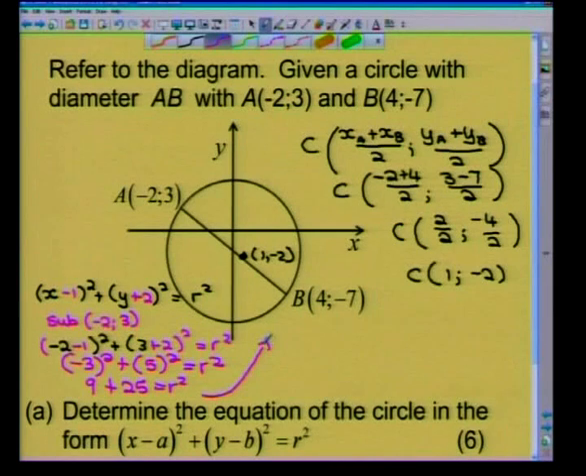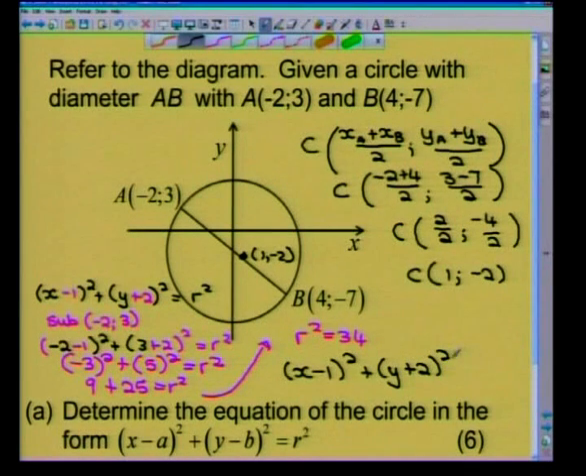So that's very good news because now we know that r squared is equal to 34, which means at this stage we can write down the final equation. It's x minus 1 squared plus y plus 2 all squared equals 34.